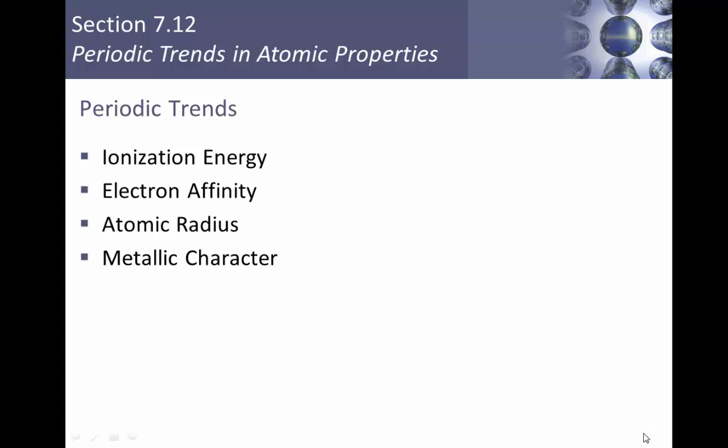Hello AP. In the previous lesson we were looking at periodic table introductions with electron configurations, orbital diagrams, and valence electrons. Now we want to move into the periodic table trends. There are four of them: ionization energy, electron affinity, atomic radius, and metallic character.